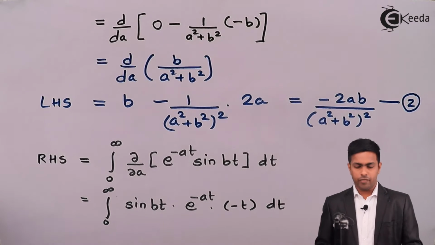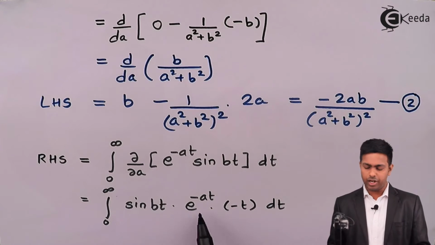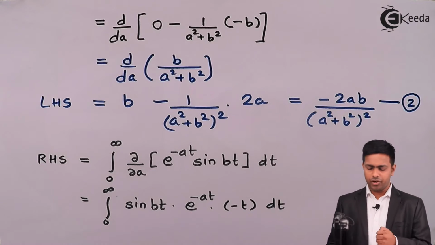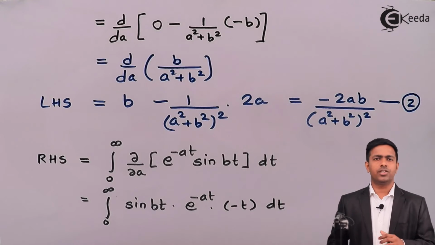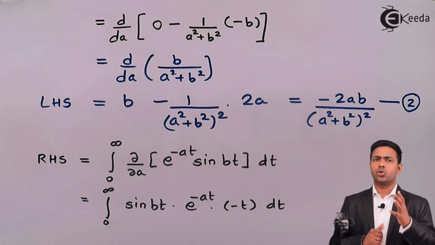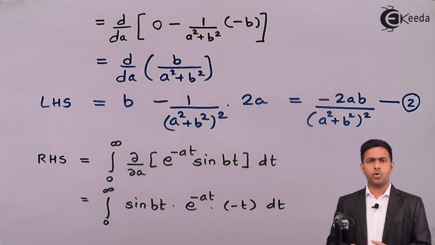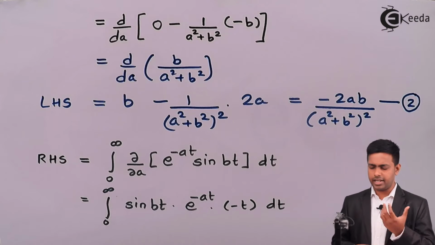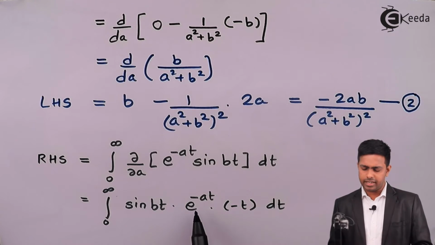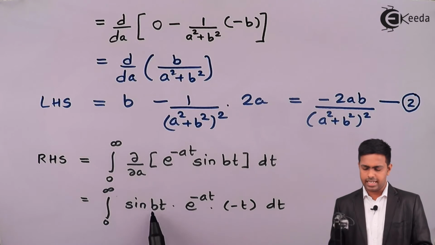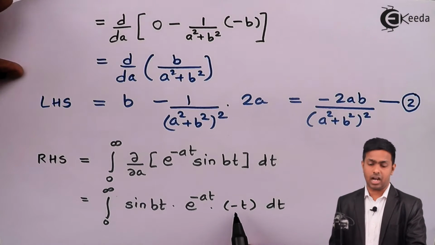Now to evaluate this RHS, we have to evaluate the integral, and inside the integral we have three functions. These three functions are multiplying each other, and hence to evaluate this integration I am going to use the rule of integration by parts. In integration by parts we have two terms u and v, but here we have three terms. So I am going to combine two terms and make it v, and I'll keep one term as u. Here we will combine this e raised to minus at with sin bt, and we'll keep t as it is, and the negative sign obviously outside.